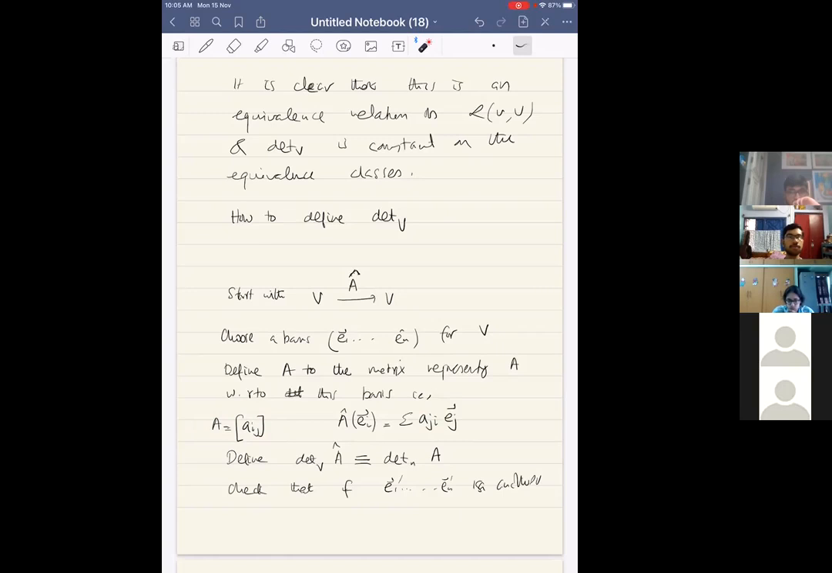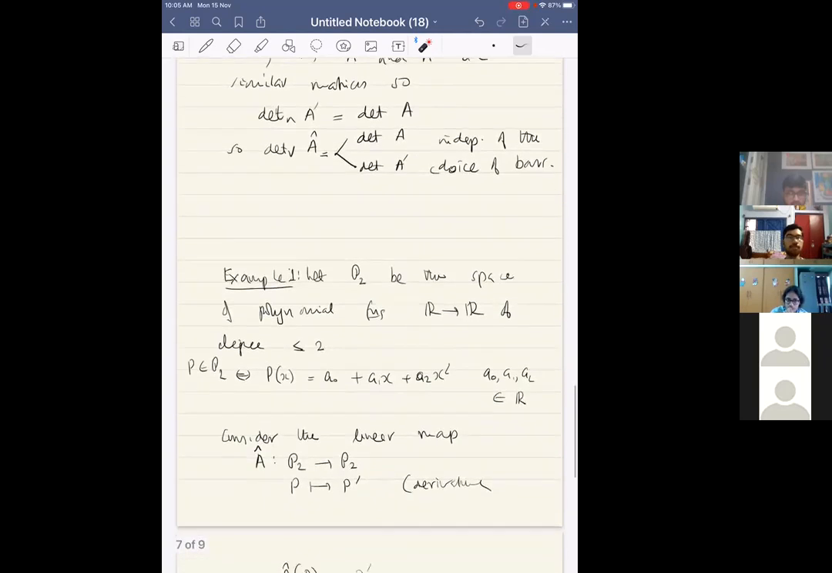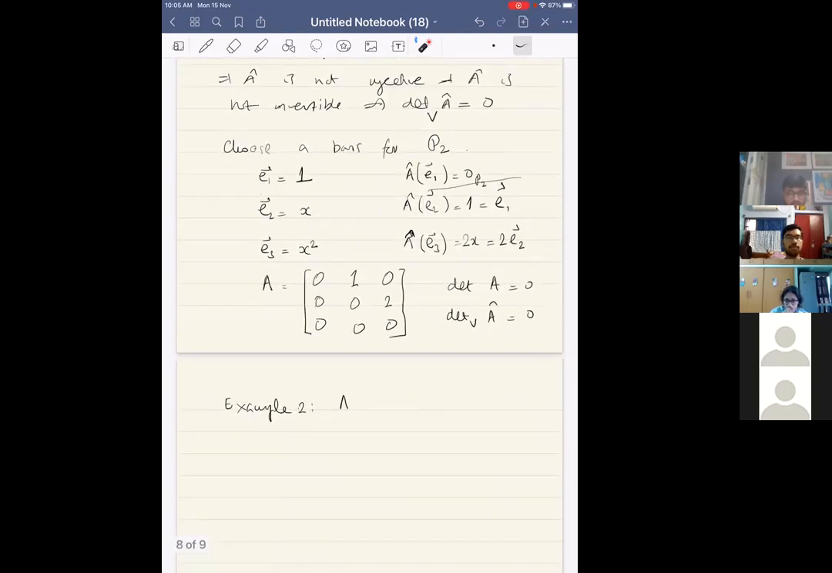Then take the determinant of this matrix. That gives you a real number associated to the linear map. Now, because if I choose another basis, the two matrices are similar, the determinant does not depend on the choice of basis. So I define the determinant of a linear map. That's the philosophy. Okay. Now I apply this philosophy to this example.